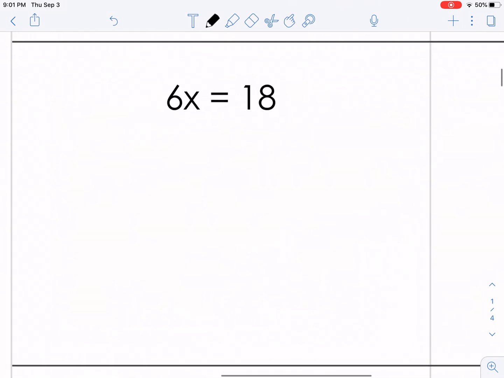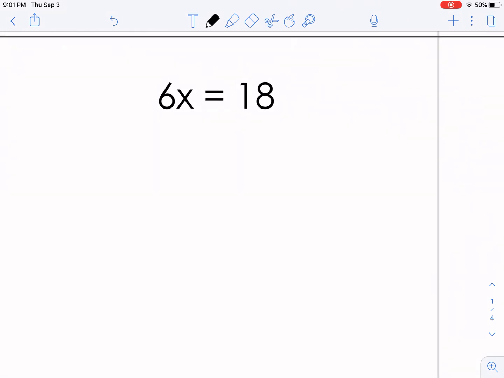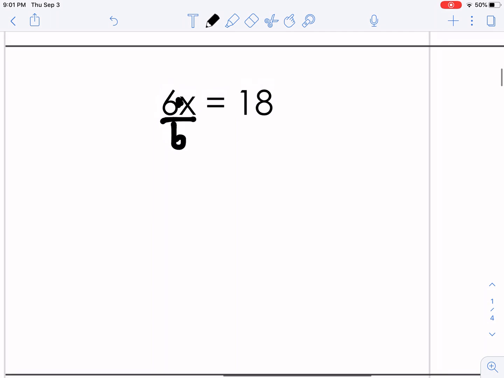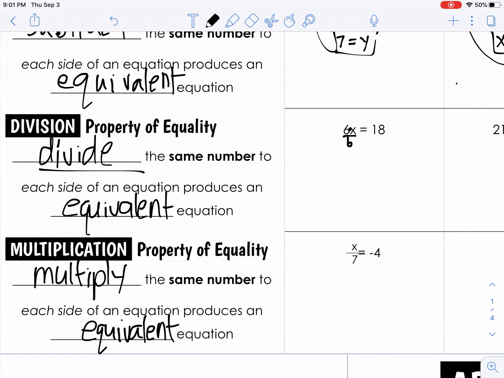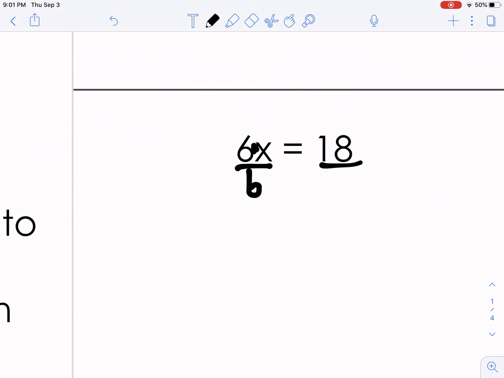Next one, we have 6 times x equals 18. So anytime you see a number attached to a variable, that implies multiplication, okay? Well, what's the opposite of multiplying? Dividing, right? So we said the inverse of multiplying is to divide. So if I divide the 6 to move it to the other side, I now have to apply the division property of equality, which says I can divide the same number to each side.